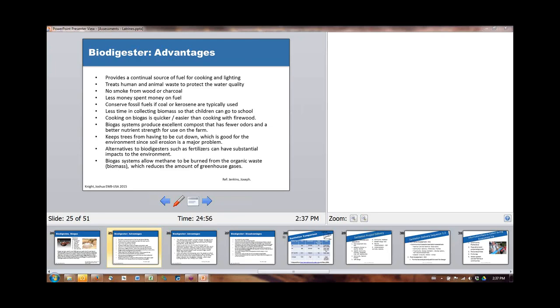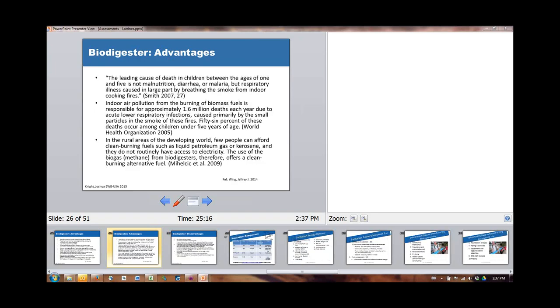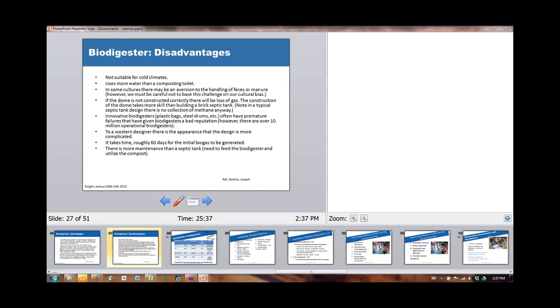Excellent compost comes out from this, and it's already ready to use on the farm. You're having fewer trees cut down; alternatives to biodigesters can have a worse impact on the environment, as we spoke about, and on climate change. Okay, so other advantages: the leading cause of death is respiratory illness, and you're going to have a lot less smoke from these. And also it's something that people can't afford, but when you can make it for free, obviously it's going to be a great resource.